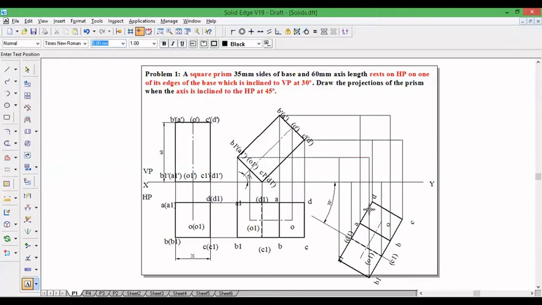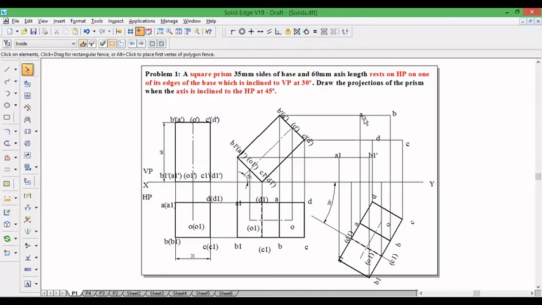All the names. So A projection is here. This is A, B, C, and D. Whereas this will indicate A1, B1, in fact B1 dash. So this is supposed to be dash. In front view we denote the alphabets by dash.